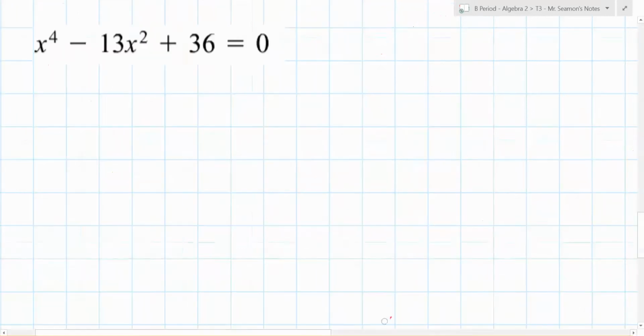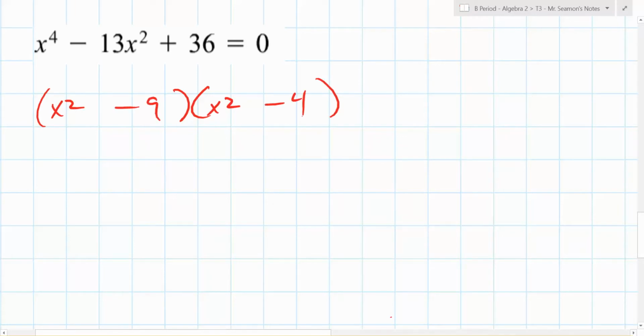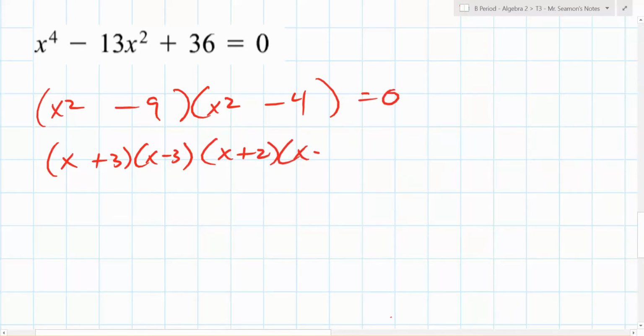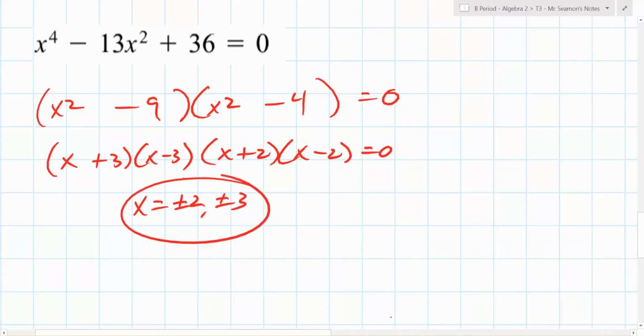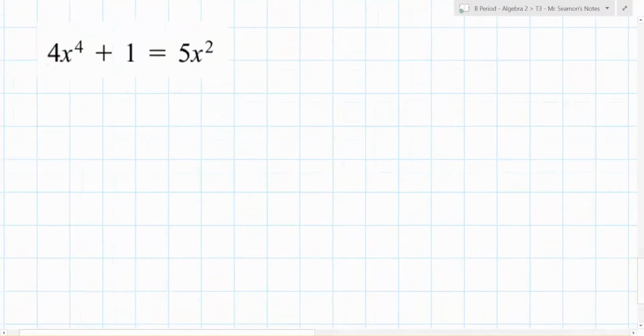Nice. Notice that the first two have to multiply together to get x to the fourth. Oh, and then it's just going to be minus 9 and minus 4. These are the difference of what? Squares. Yeah, and you've done that a ton. So each piece comes together really nicely, and you end up with nice answers. So x is equal to plus or minus 2 or plus or minus 3. Nice. That's fantastic. Okay, try this one now.